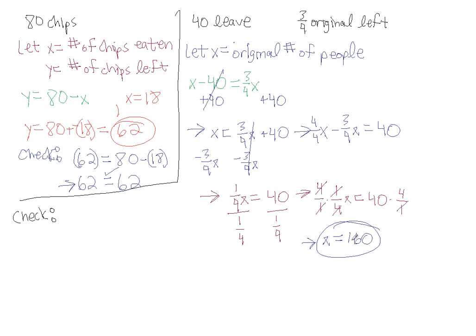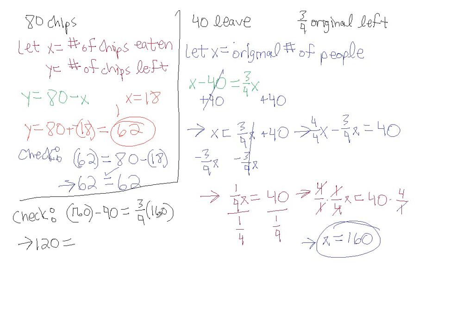We do that by substituting our value for x into our original equation. So we have x, which is supposedly 160, minus 40 equals 3/4 x. Well, x is 160, so 3/4 times 160. Now, if this holds true, then that means our answer is correct. So we have 160 minus 40, which is 120, and 3/4 times 160.